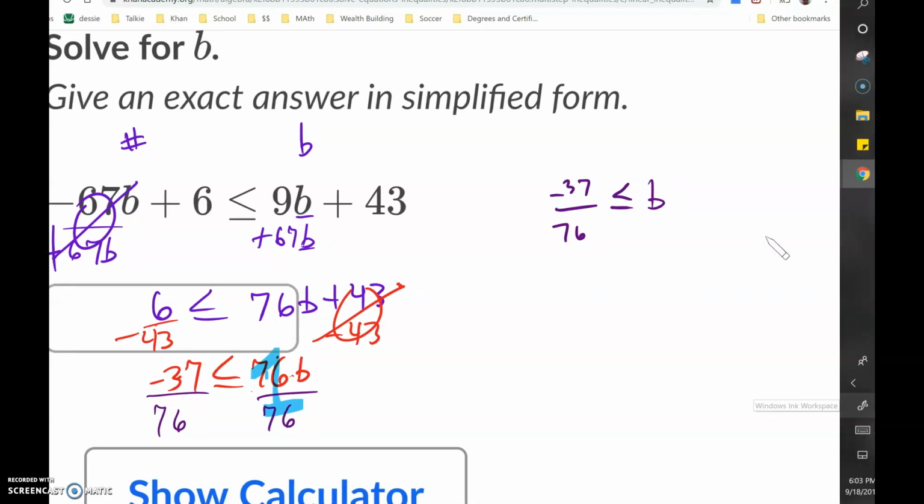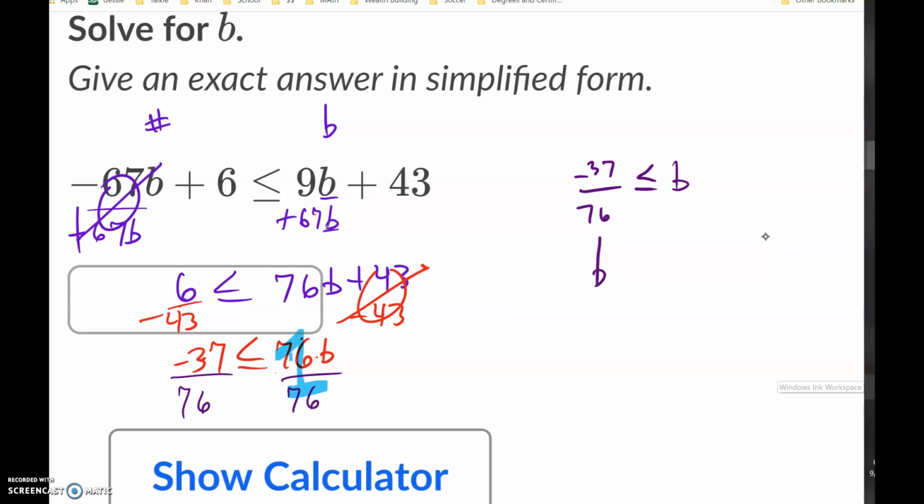And then if we wanted to flip this around, you see how it's opening to the b? We could rewrite it without changing the inequality. We can write it as b is greater than or equal to negative 37 over 67. These two things are equivalent. I've just rewritten it the other way. I just read it backwards. b is still greater in both of these.